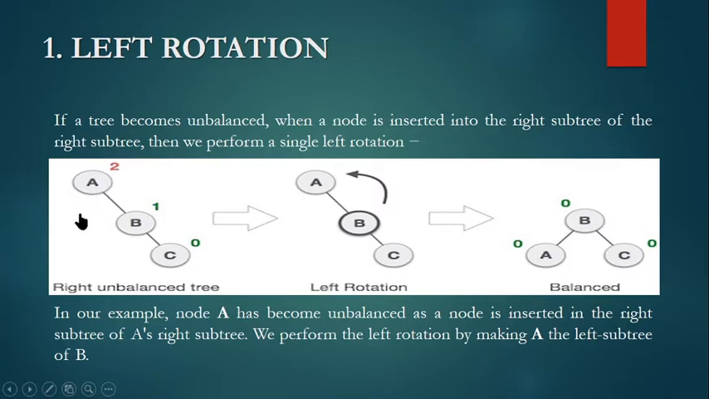You have to bring this A to the left side. You can see here I am making a left rotation. So A comes here, B goes to the top. B comes as a parent and A and C become the children of B. So this is my right unbalanced tree, and if you have a right unbalanced tree, you have to make a left rotation, and finally you get a balanced tree structure.